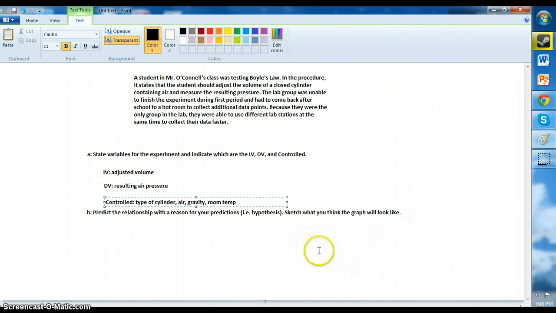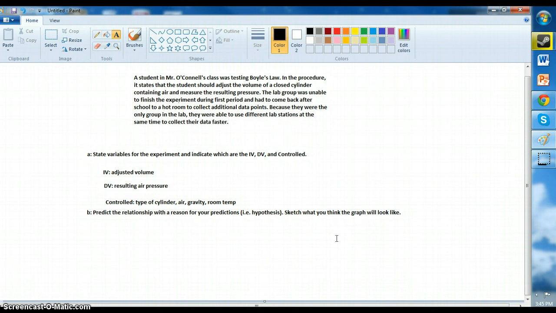Alright, so question B asks to basically state a hypothesis for what's going to happen when the students come back and finish their experiment. So for B, I wrote the hypothesis, which I assumed was correct because there weren't any marks on it.